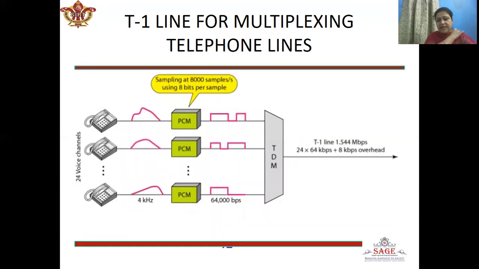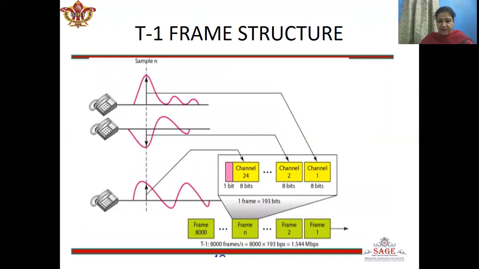Now here we can see, since there are 24 channels and in one frame, one sample is taken from each channel, where each sample is composed of 8 bits. So in one frame, we will have signal from 24 channels, where each channel will be composed of 8 bits. So total bits in one frame will be 24 into 8, which will be 192 bits. So here we can see that each frame is supposed to be made up of 192 bits.